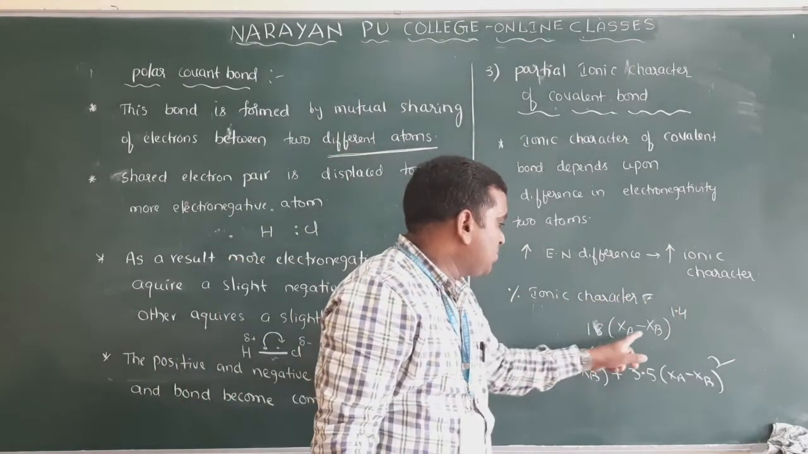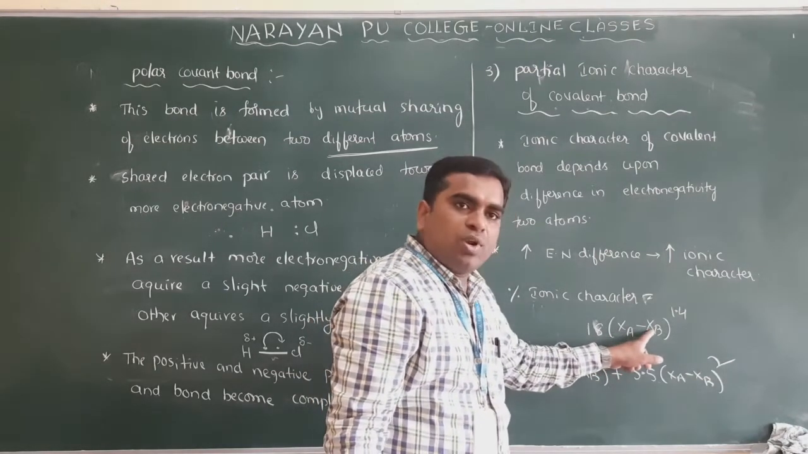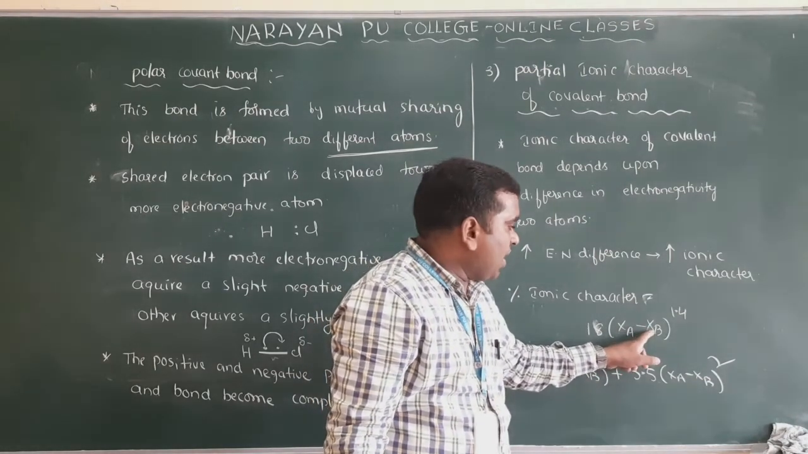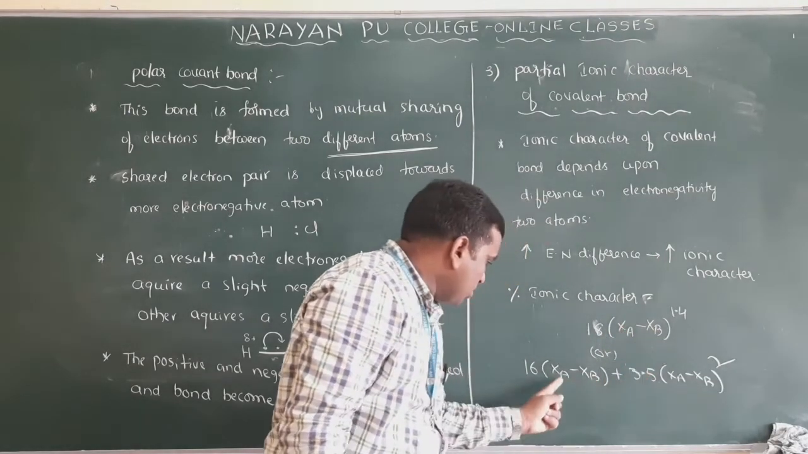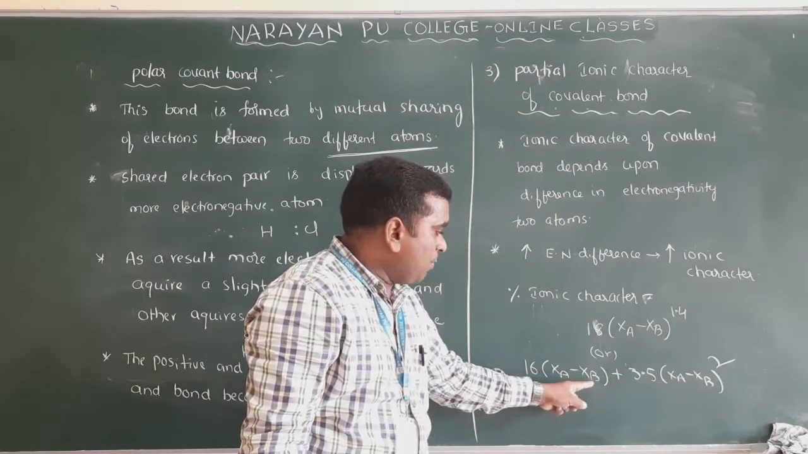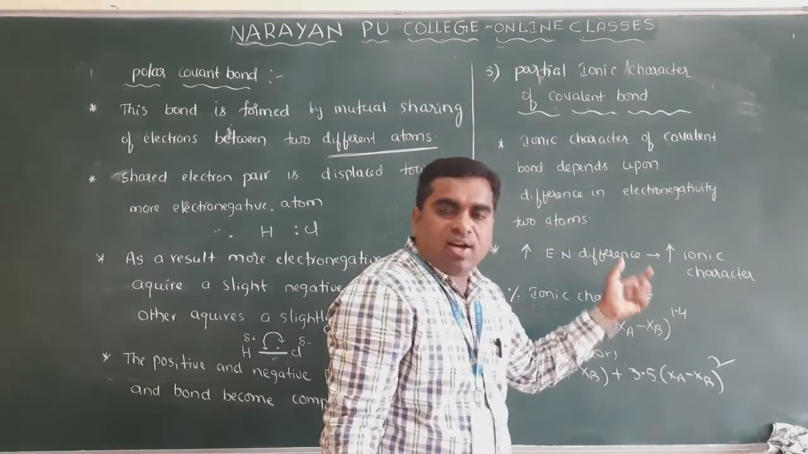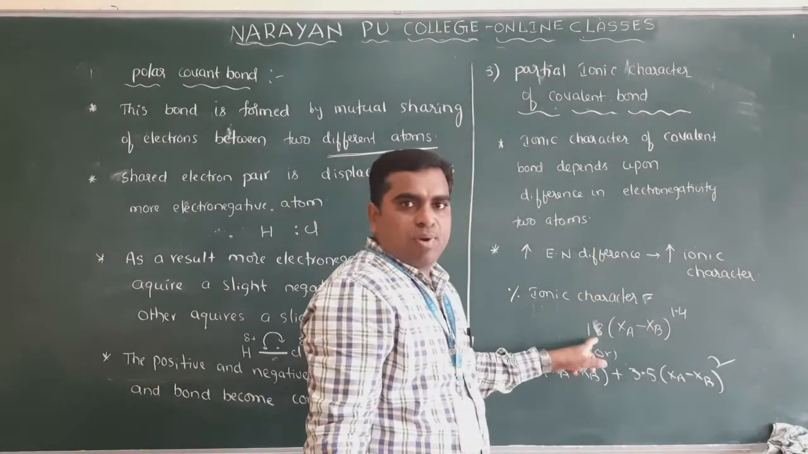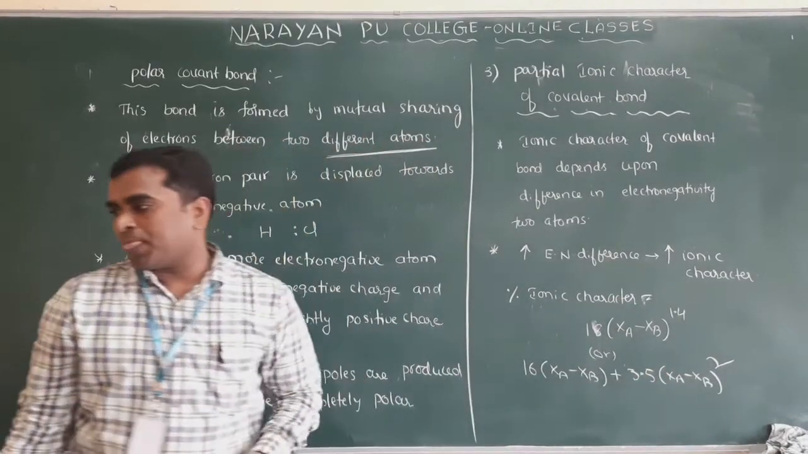What are Xa and Xb? Xa is the electronegativity value of atom A and Xb is the electronegativity value of atom B. Put these values in the formula and you will get the ionic character in the covalent bond. Very important formulas. This is about the types of covalent bonds.